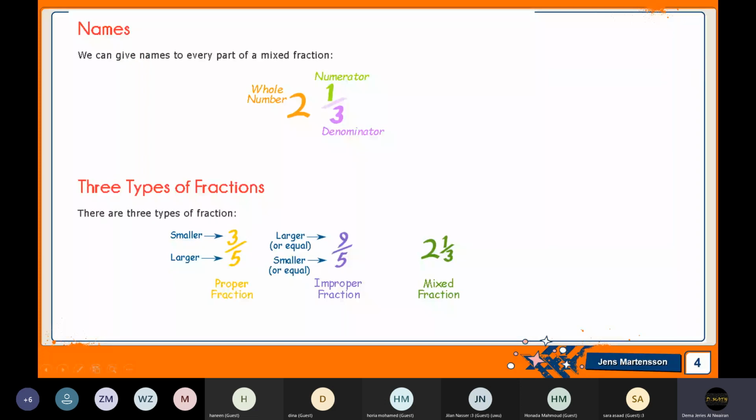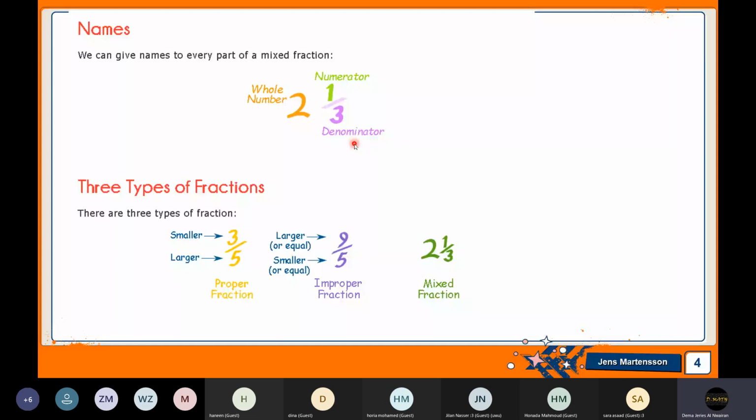Remember, what is a mixed number? This is a mixed number here: 2 and 1 over 3. Where 2 is the whole number, 1 is the numerator, and 3 is the denominator. So it's a mixed fraction. It's a mix of a whole number and a fraction.